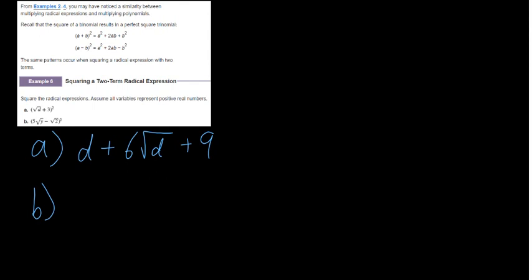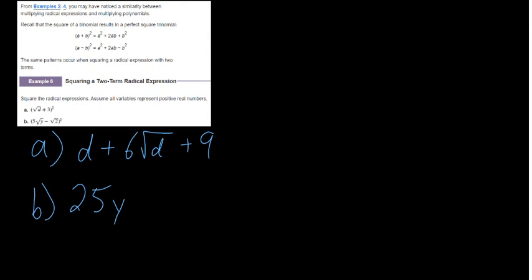Okay, so b, this is going to be the subtraction one because this is a minus sign there, and this is a minus sign here. So it is in the form of a minus b quantity squared. So a squared is going to be 5 on the square root of y times 5 on the square root of y. Well, that's going to be 25. And again, what is the square root of y squared? Well, that's just y.